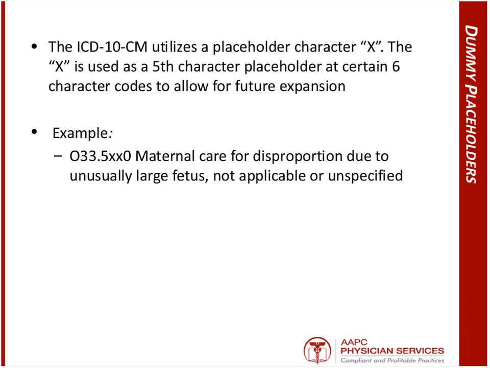And here's an example to show you those dummy placeholders, those X's that we will use to go ahead and fill out the code so that we can have a 7th character staying the 7th character. In this case, we have O33.5XX0. So now in the OB categories, the 7th character extenders are mostly going to be numbers for the number of fetuses, which fetus is being looked at. So in this case, if it doesn't matter for the code, it's not applicable to the code, or we don't know, it's a 0. A 1 is fetus 1, a 2 is fetus 2, etc.